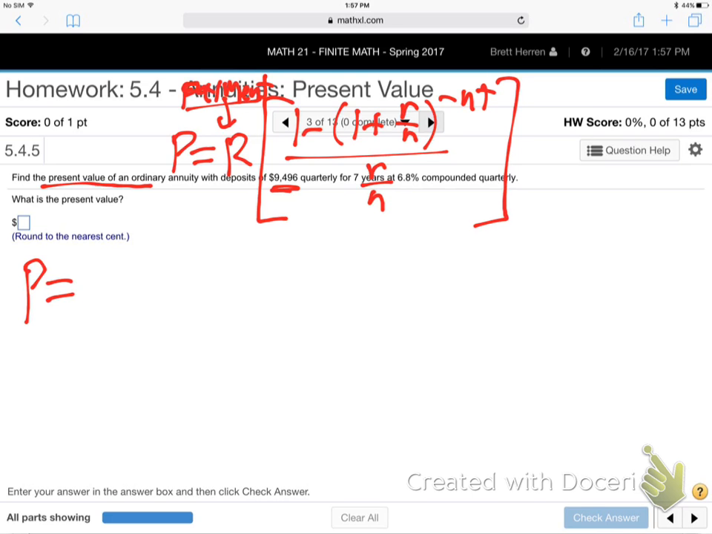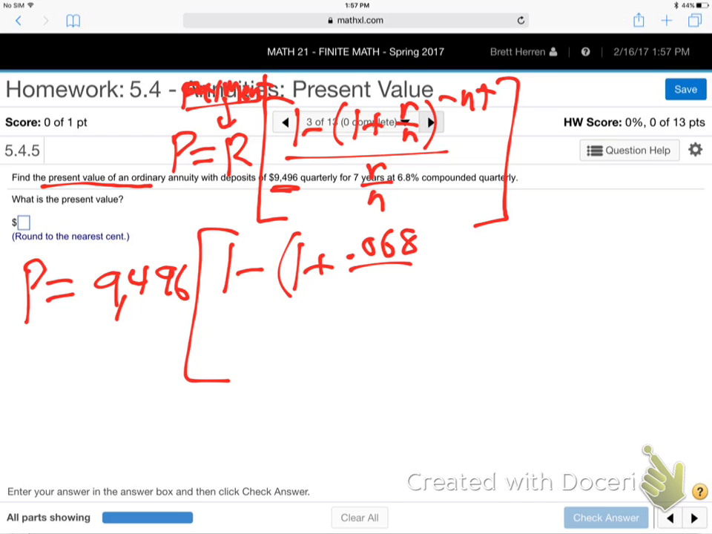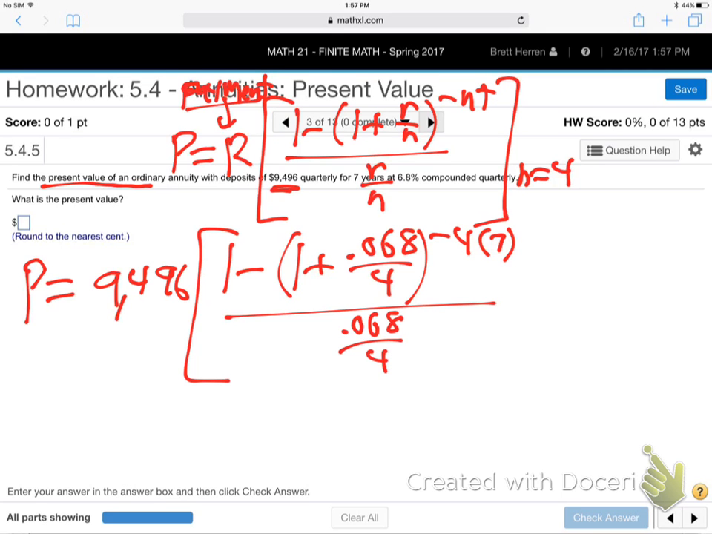So what kind of pile do we need to pull off 9,496 every quarter for 7 years, if you can leave the big pile sitting in the bank while you pull little bits off of it at 6.8% compounded quarterly? So, let's see. The payments are the 9,496. 1 minus the R is 0.068. The N quarterly is 4, right? N is 4. Minus 4, how many years? 7 years. Over R, 0.068 over 4. Like that? We good? That's what we need to do.